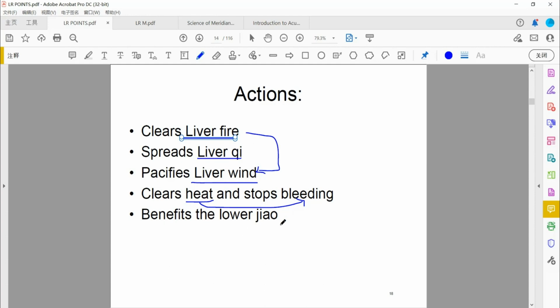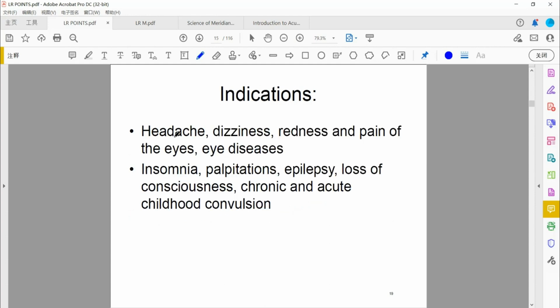Benefits of the lower jaw. Headache, dizziness, redness, and pain of the eye disease. Right? The meridian will connect to the eye system. And the eye is very important to the liver. Liver opens to the eyes.